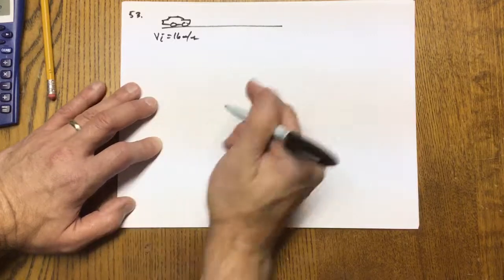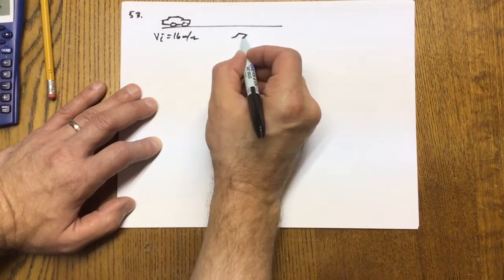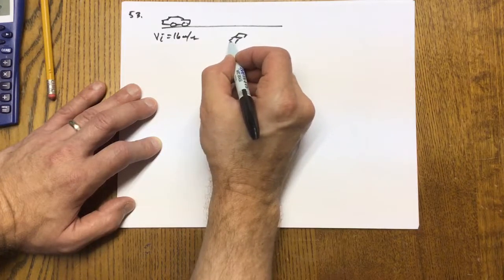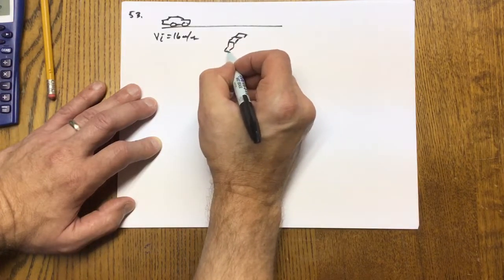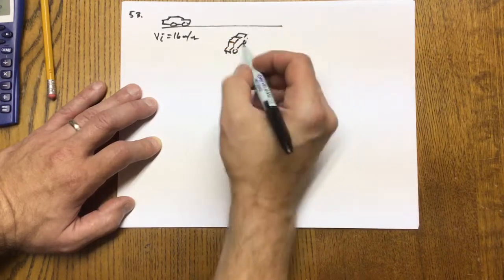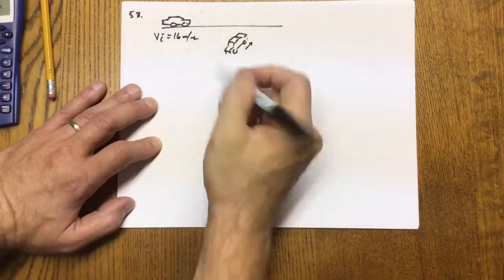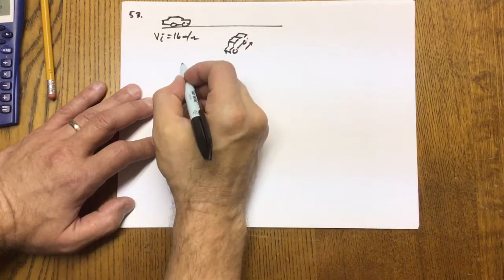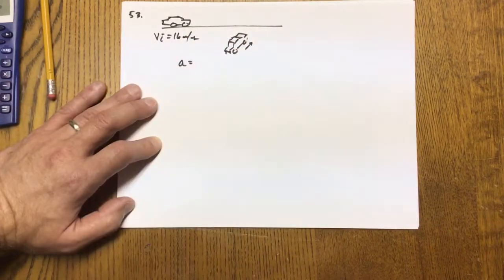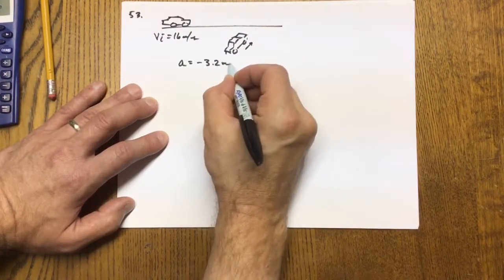And, well, someone in another car decides to try to back out here while you're moving down the road. Yeah, it's kind of dicey. Okay, so they start backing out. And your car has the capability to decelerate, or accelerate in a negative fashion, at 3.2 meters per second squared.